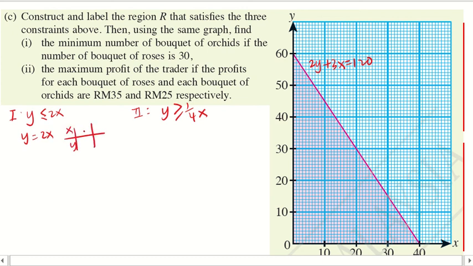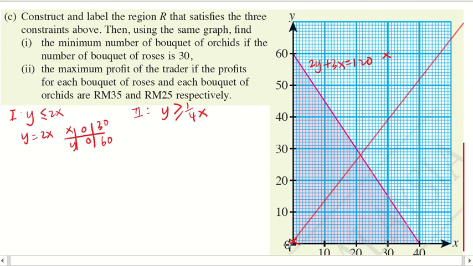X, y. X is 0, y is 0. That's the first point. Then the second one, 0, 0 cannot, so we choose the biggest one, 40. X is 40, y equal to 80. Do you have 80 in your graph? Your graph has no 80, right? So you cannot choose whatever, choose the smaller one. 30, so that it becomes 60, right? So we choose x 30, y 60.